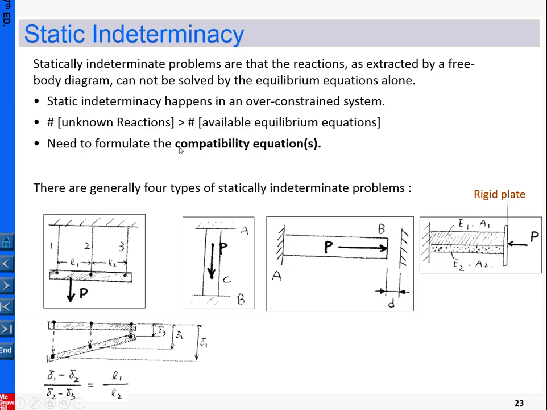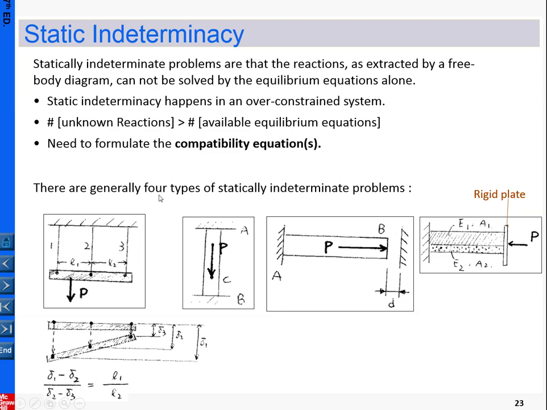The compatibility equations are basically about observations, very smart and good observations of the individual problems and the configurations of the geometry, boundary conditions, etc., hoping to make these things compatible. Making up the compatibility equations is usually the challenging part in solving this kind of indeterminate problem.